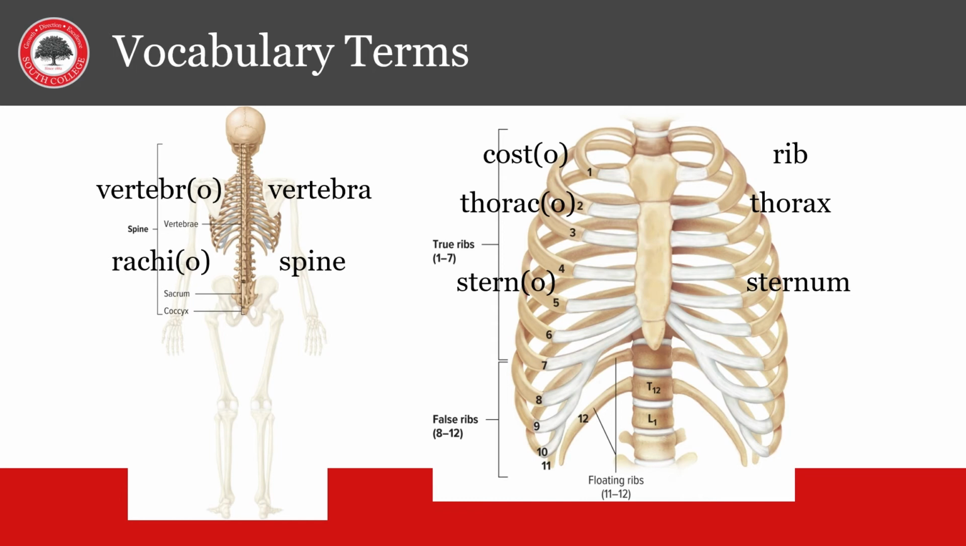Look at the ribs and see some of them attached directly to the sternum. These are the true ribs, while some indirectly attach to another rib, and these are false ribs because they don't directly attach themselves. And then there are some ribs that do not attach at all to the sternum. They look like they're just floating out in space. These are the floating ribs.